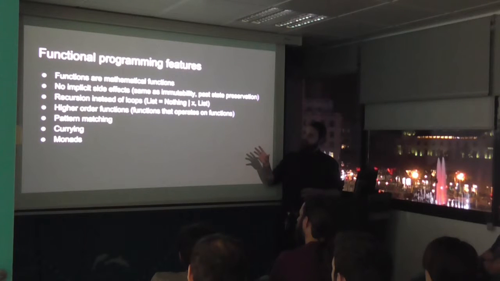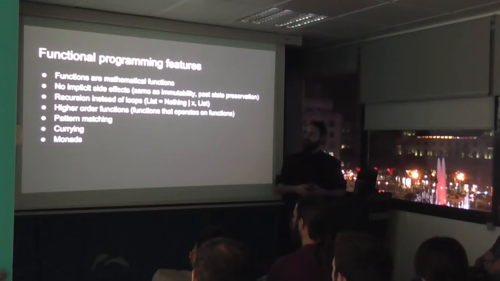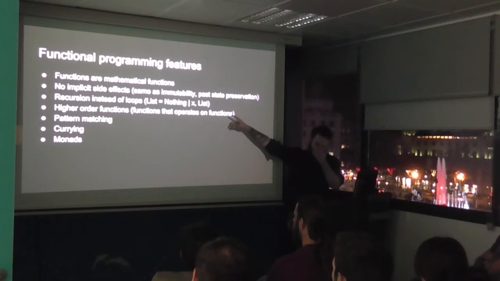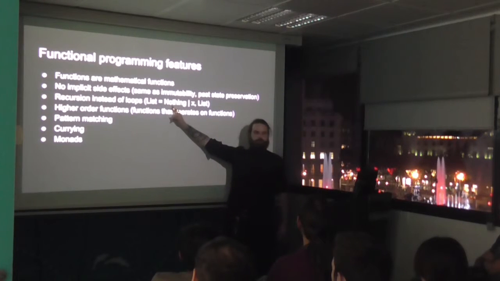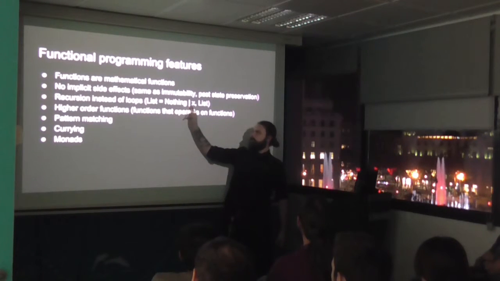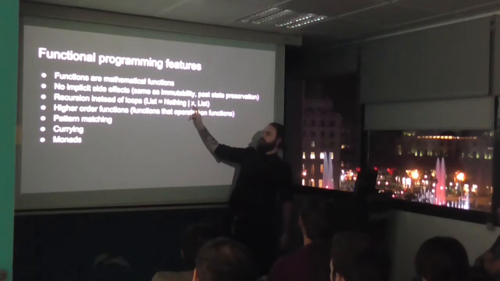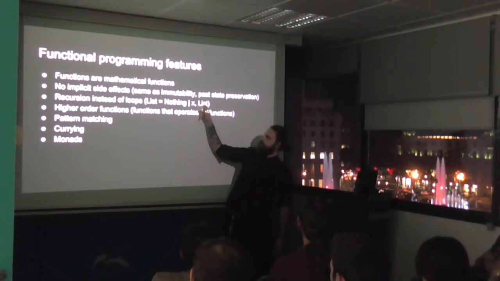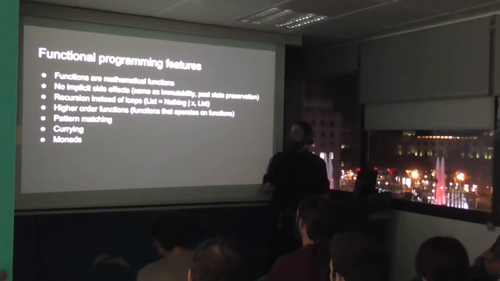Also in functional programming languages, you have recursion instead of loops. And one classic example is that you can define a list. This is the way to define a list with recursion: a list is nothing if it's empty, or it is a value and a list. Then you can use this recursive reference to expand your list to as many values as you want.